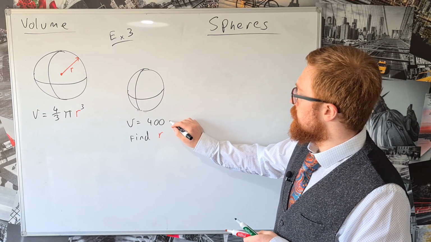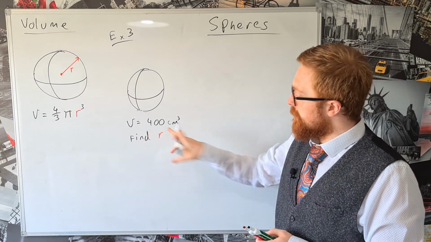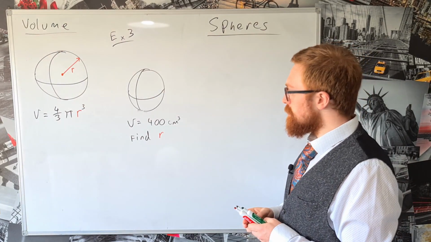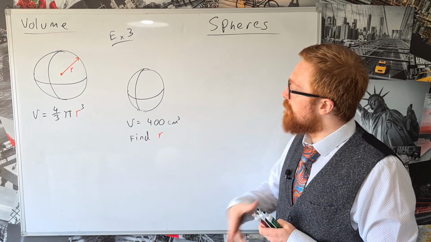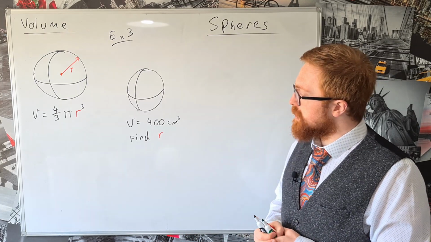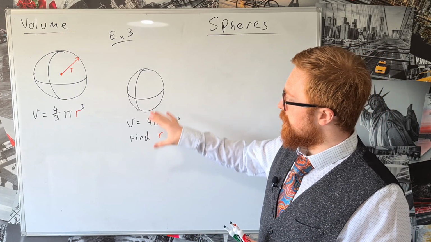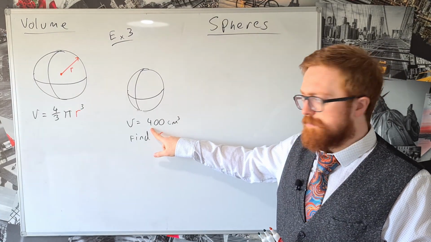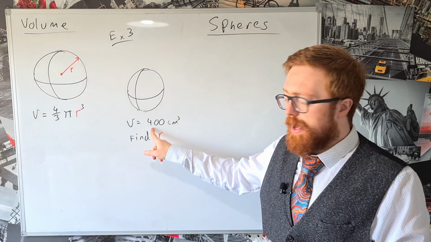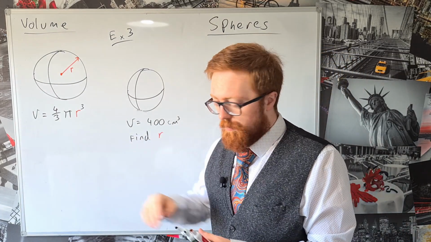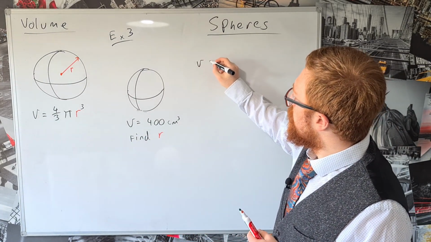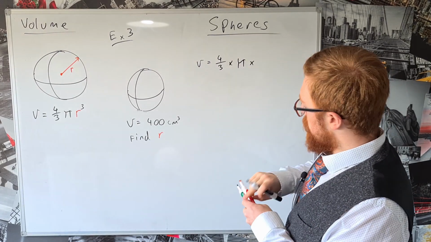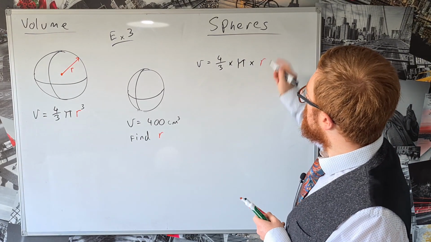We're told in this question that the volume is 400 centimetres cubed, and we're asked to find the radius. So what we do, as with any of these other working backwards problems we've looked at, is think: what did the person writing this question do to get 400 as their answer? Well, in this case, they probably used this formula. So they've done V is equal to 4/3 times pi times the radius cubed.